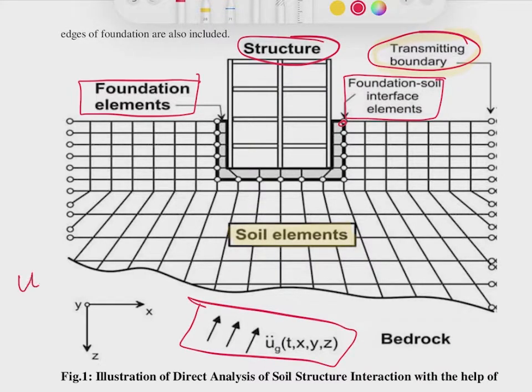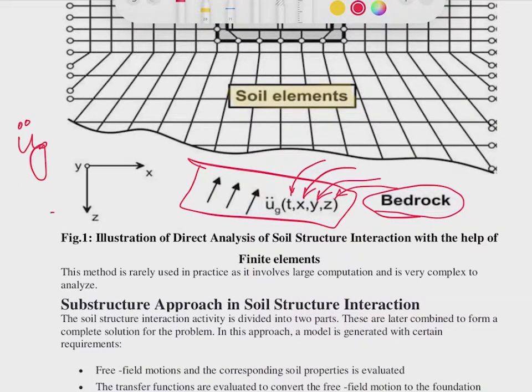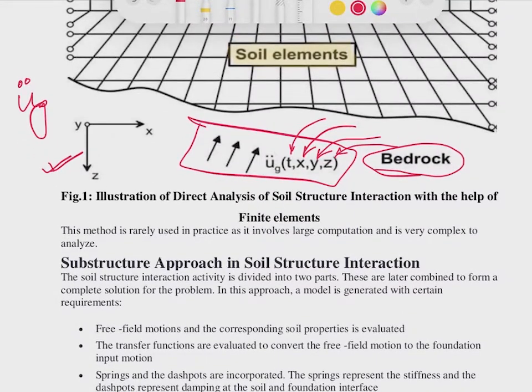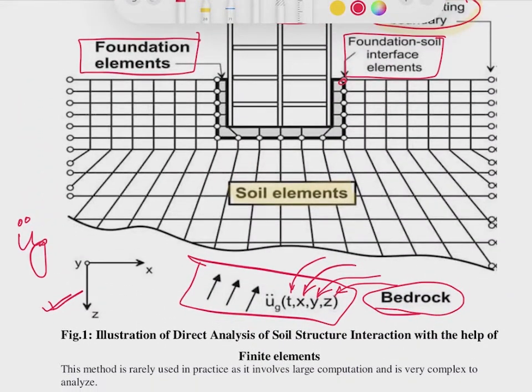U double dot means acceleration due to earthquake, and this has three variables, that is the time, then the x component, y component, and z component, and below this soil is the bedrock. This is the coordinate system here. So this is the illustration of direct analysis of SSI with the help of finite elements.